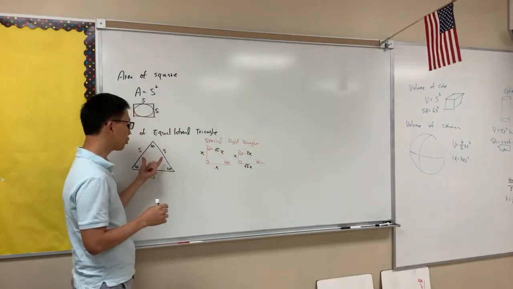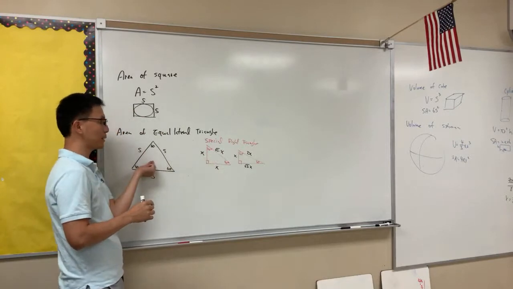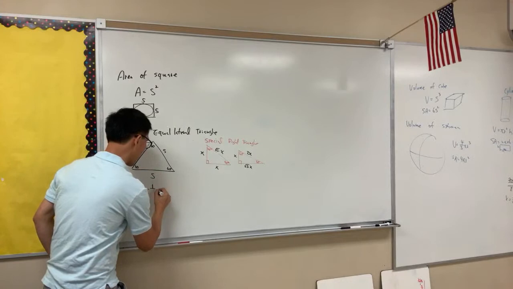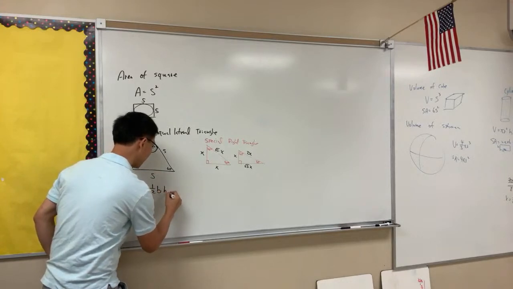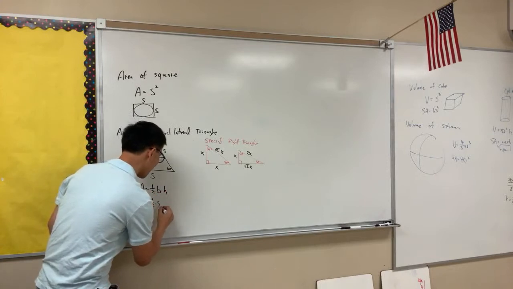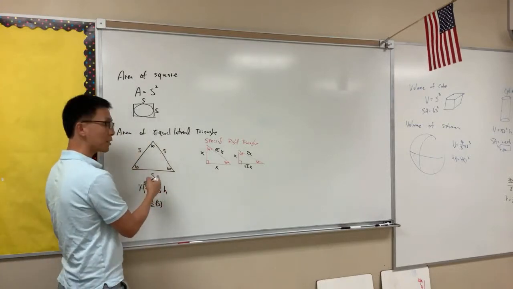So how do I use this to find the area of an equilateral triangle? We know area is what? One half base times height, right? So we know the base is going to be one half times s. In this case, we just have to find the h.